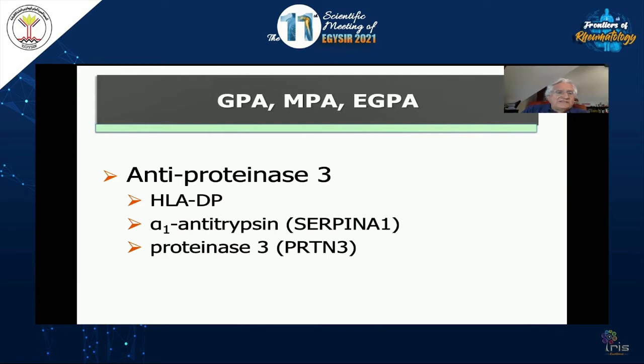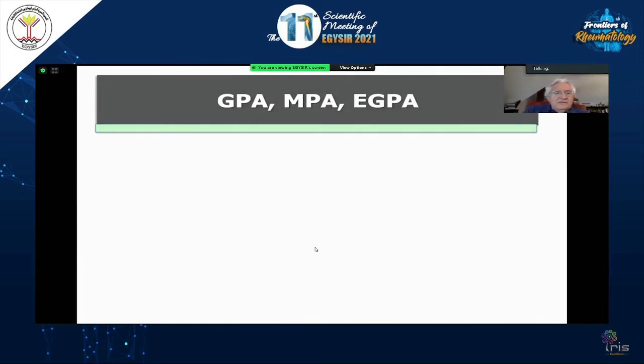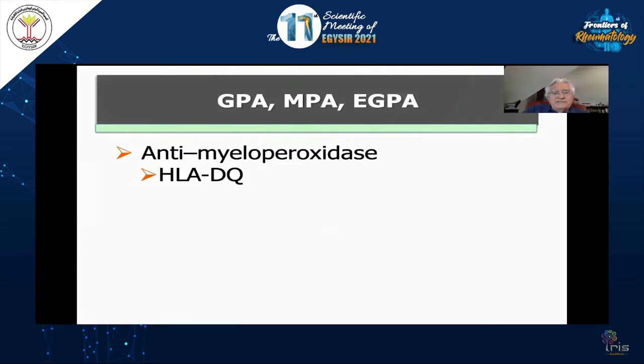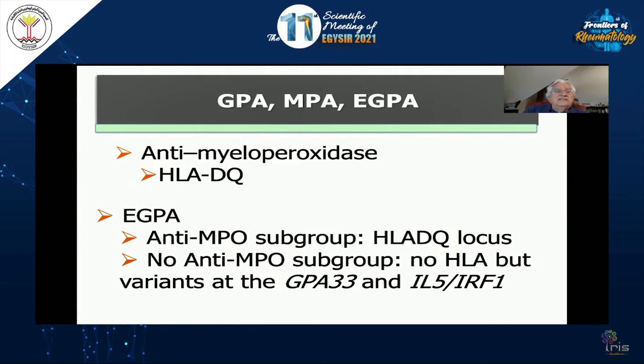And you can see that anti-proteinase 3 is associated with HLA-DP, and 2 genes, one which leads to the production of proteinase 3, and the other one, alpha-1 antitrypsin. When you study anti-myeloperoxidase, it is HLA-DQ and not HLA-DP. And in EGPA, the subgroup of patients with anti-MPO is also DQ. And when the patients do not present anti-MPO, there is no HLA association, but other variants.